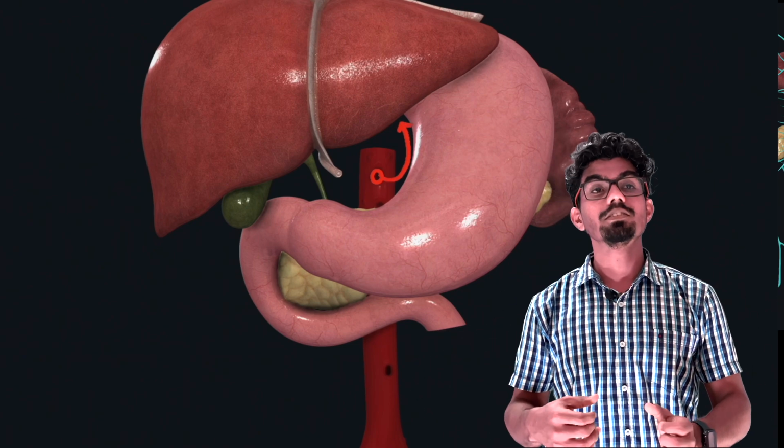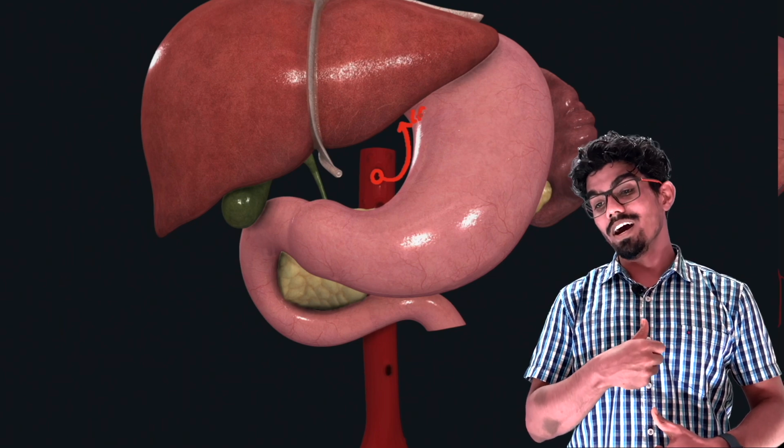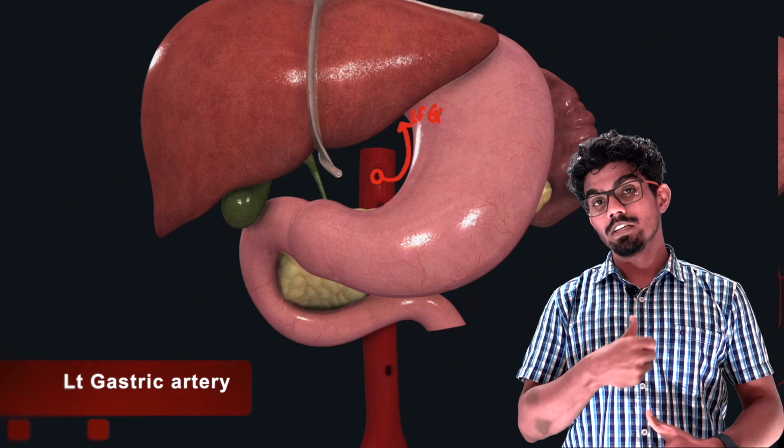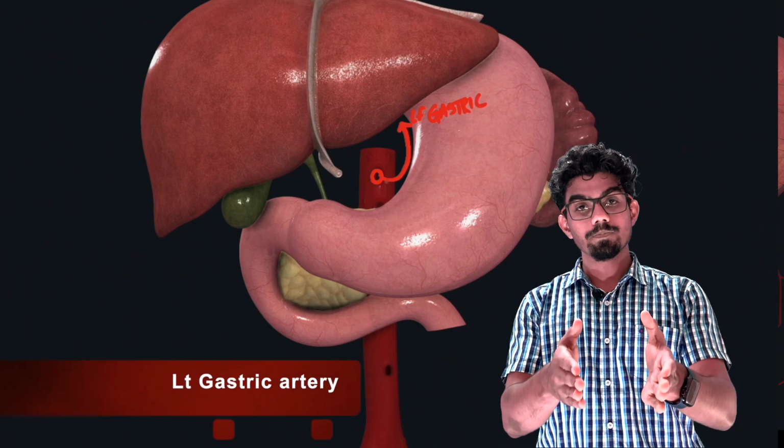The first branch goes on the lesser curvature upward towards the esophagus. This branch is called the left gastric artery.